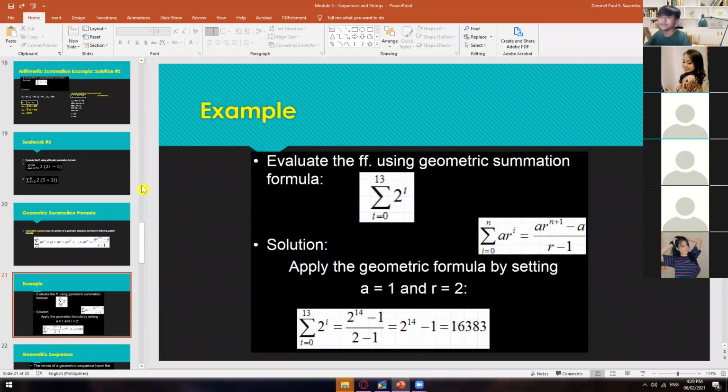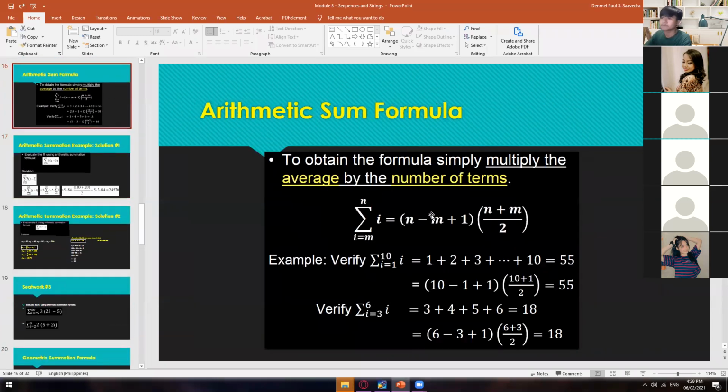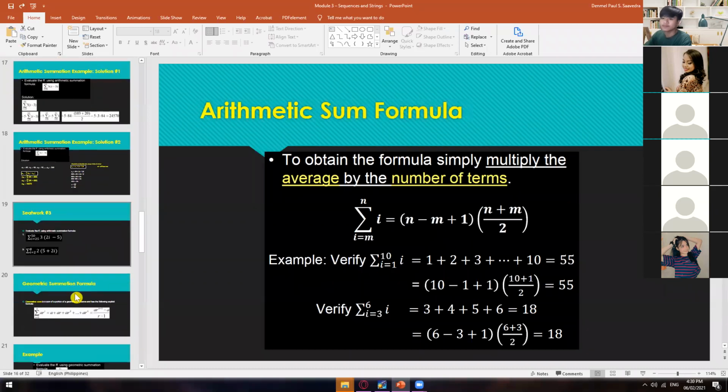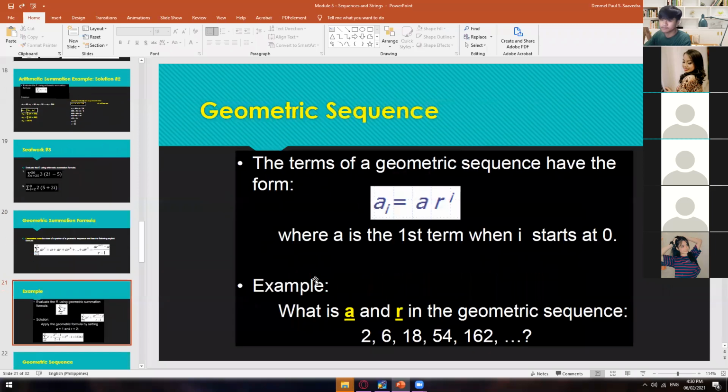Okay, so for the summation, you have two options to memorize. So it's either those two formulas or this one. And for geometric summation, only one, which is this formula, a times r raised to n plus 1 minus a divided by r minus 1.